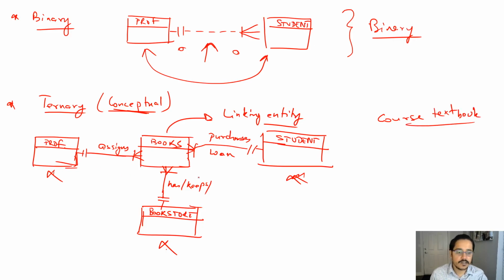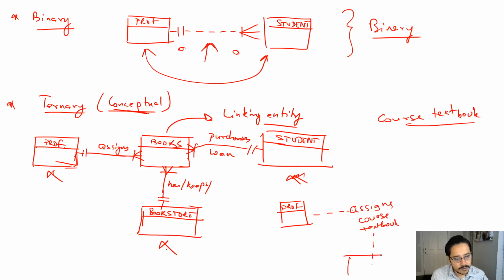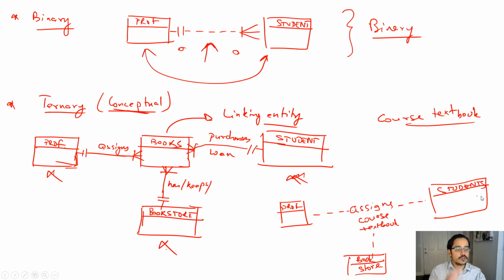So if you want to explain this in a conceptual way, you would have drawn something along the lines of professor assigns course textbook, and then you will have bookstore, and then students. Okay, so you get the idea of a ternary relationship. So this is the conceptual representation of the ternary relationship.